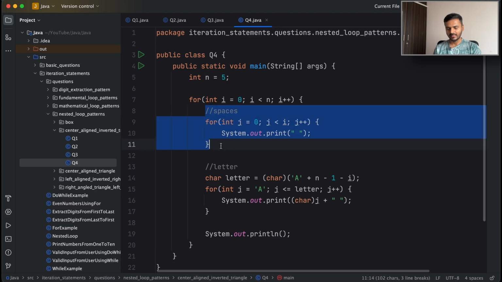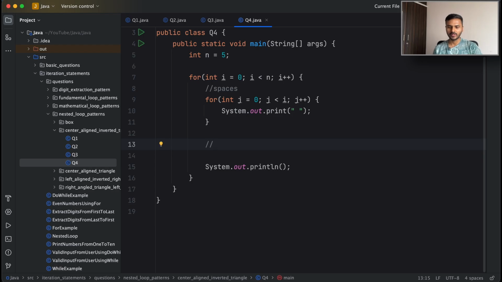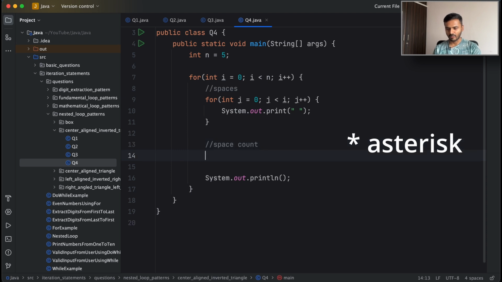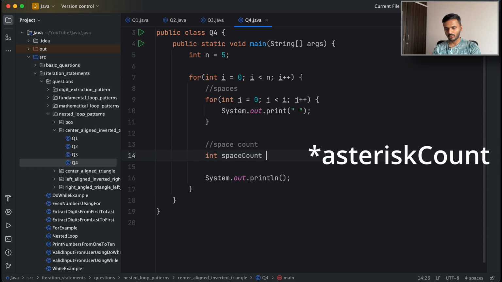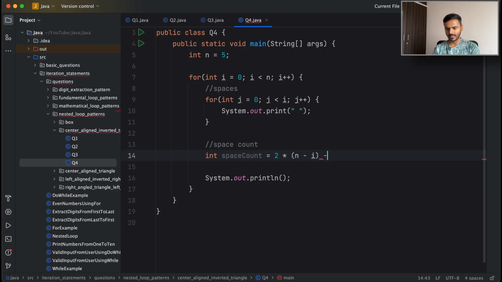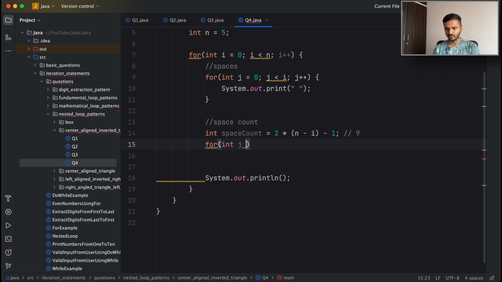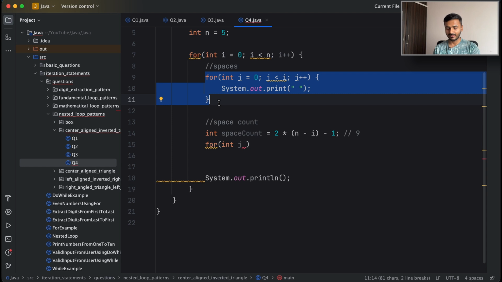Now we would need to print these many spaces, right? But this part of the code would change. What we would have to do is determine the number of spaces that we are supposed to print. So let's say here we are counting the number of spaces. Let's take a variable called space count, and we know the expression is 2 multiplied by n minus i minus 1, right? Now, since we know space count, and let's say it came out to be 9, there are two ways in which we can go about it. Start from 1, go all the way up to 9, including 9. Or start from 0 and go all the way up to 8. So let's say we start from 0 to keep it consistent with the other loop that we have over here.